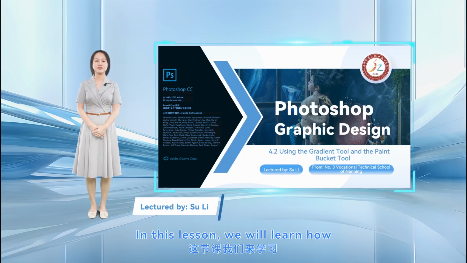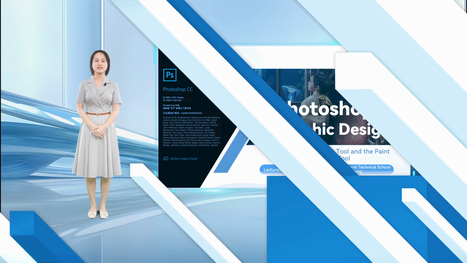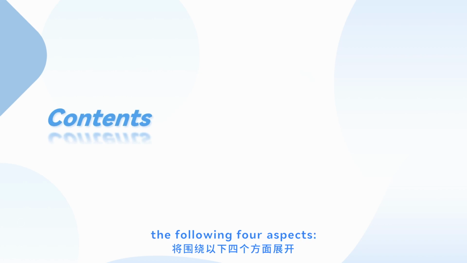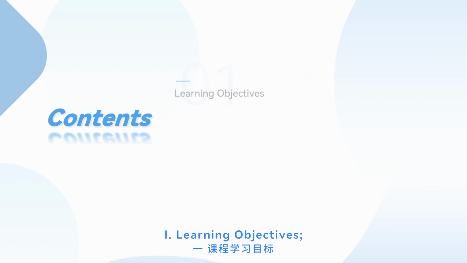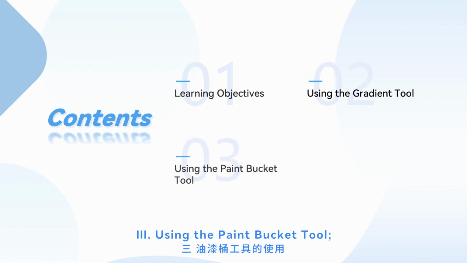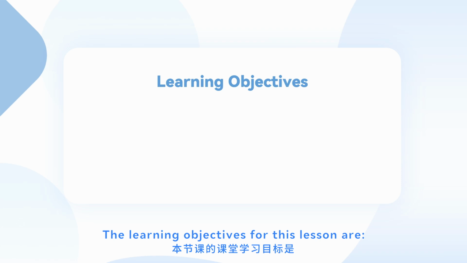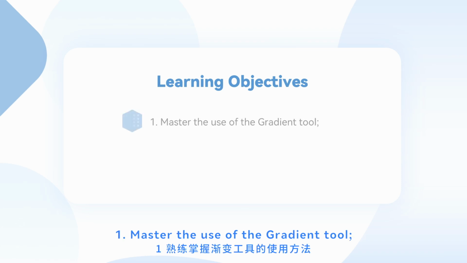In this lesson, we will learn how to use the gradient tool and the paint bucket tool. This lesson covers the following 4 aspects. 1. Learning objectives. 2. Using the gradient tool. 3. Using the paint bucket tool. And 4. Case study.